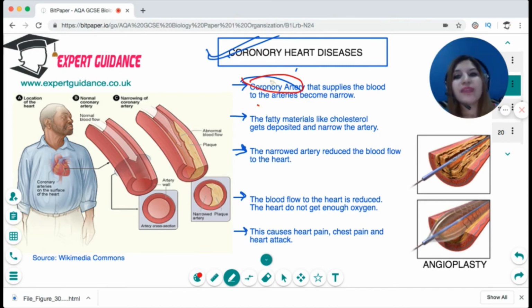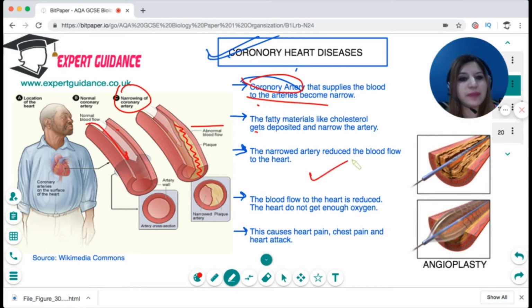heart. And if these arteries become narrow, why do they become narrow? You can see this is a normal coronary artery, and in the coronary artery there is a plaque that is deposited. What is a plaque? It is fatty material like cholesterol which gets deposited. It narrows the artery. The narrowed artery reduces the blood flow to the heart. The heart does not get enough oxygen. It can cause heart pain, chest pain, and heart attack. So this is the plaque deposition that happens in a coronary artery.